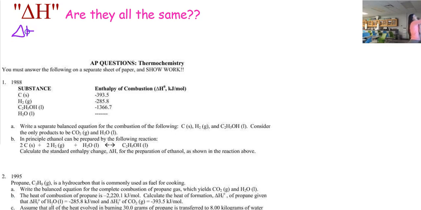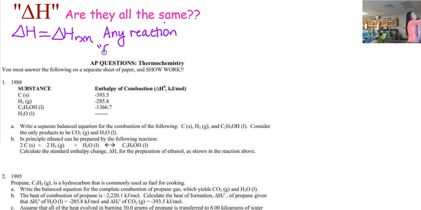Now, if they just say simply delta H, what they're probably referring to is delta H of the reaction. Almost always if they just say plain delta H, they're talking about the reaction's delta H. And this can be for any reaction that you want. It is going to be the enthalpy change for any reaction. And remember, what we're talking about here is either the energy that's absorbed or released for that reaction.